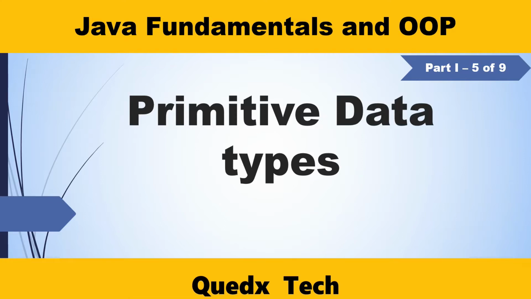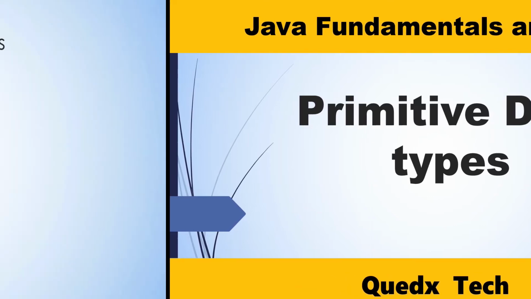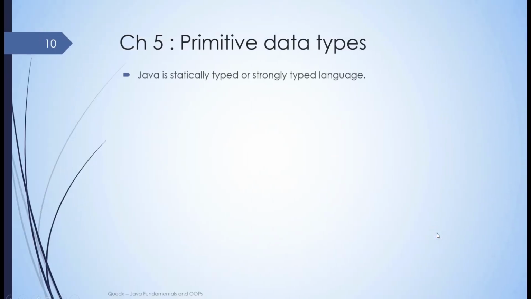In this chapter, we'll look at primitive data types and their application. Java is a statically typed or strongly typed language. What this means is the variable to be used must be declared of some type before it is used.